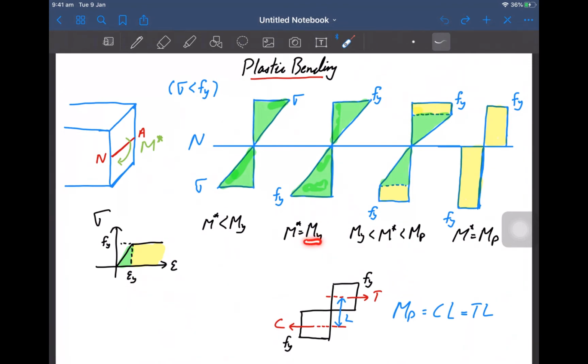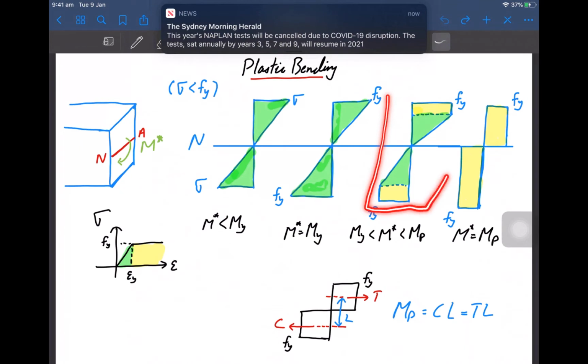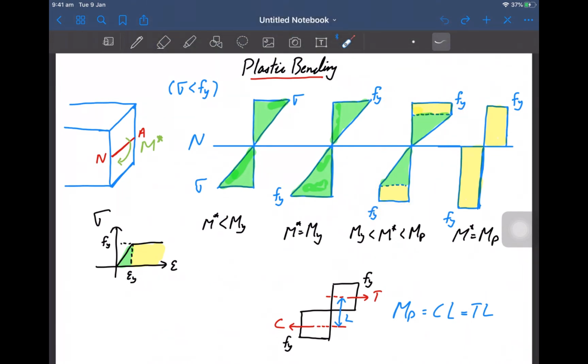But then when you start applying a moment that's going to start yield, or at the yield point, the entire cross-section is still elastic. Elastic being shaded green and plastic section being shaded yellow, all right? But then when we start applying a moment M star on our cross-sectional solid, which is larger than the yielding moment, but less than the fully plastic moment, okay? So we see that the cross-sectional solid is having a stress that's causing the solid to be partially plastic, all right?